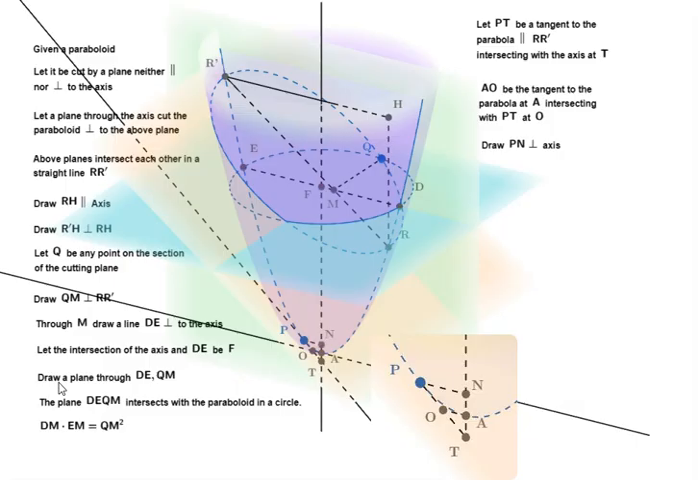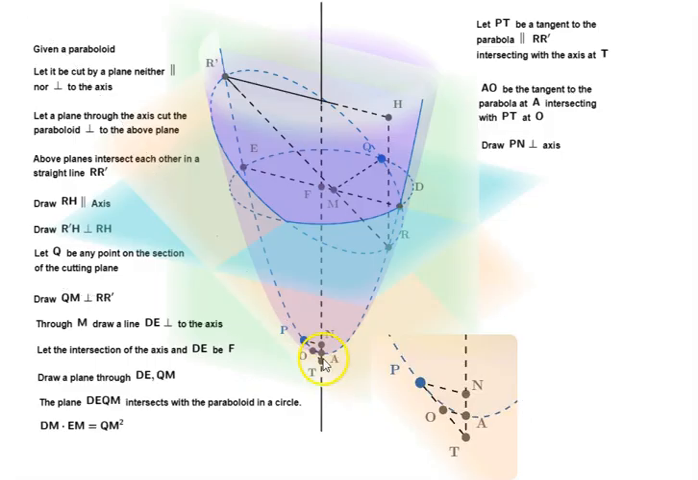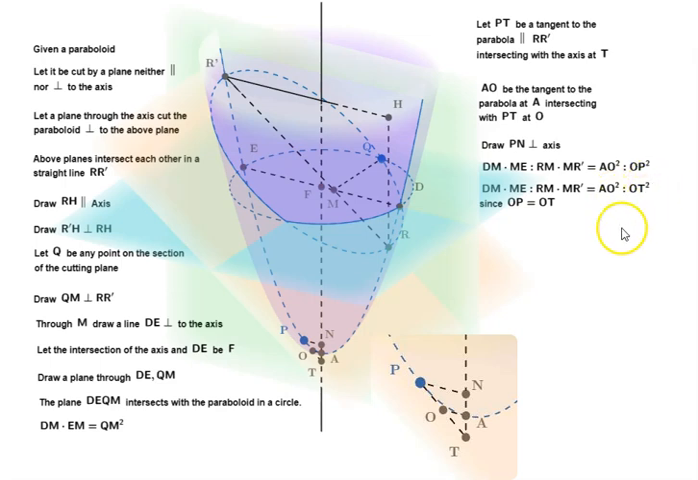Now let's hide these tangents. So here you will notice that PN is perpendicular to the axis, OA is perpendicular to the axis because it is a tangent. So which means DM times ME is to RM times MR prime is equal to AO square is to OP square. This is from proposition 3, first part. DM times ME is to RM times MR prime is equal to AO square is to OT square. How did this come? OT instead of OP.